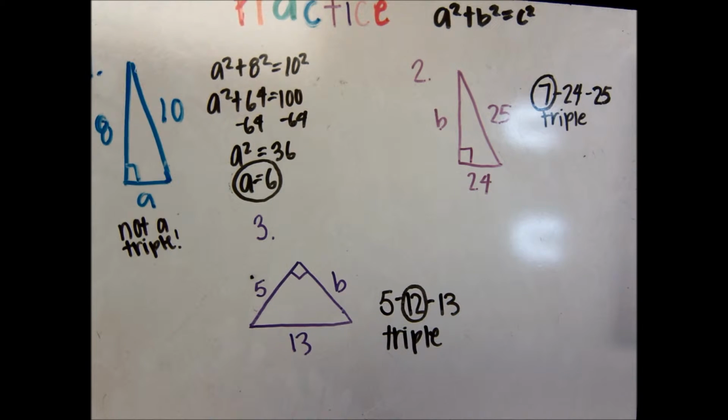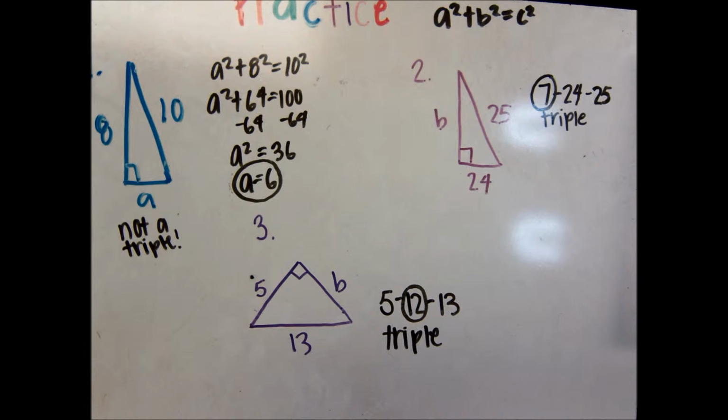For number 1, it's a squared plus 8 squared equals 10 squared. A squared plus 64 equals 100, and then you subtract 64 from both sides. Then you get a squared equals 36. Then you square root 36 and you get 6. This is not a triple.